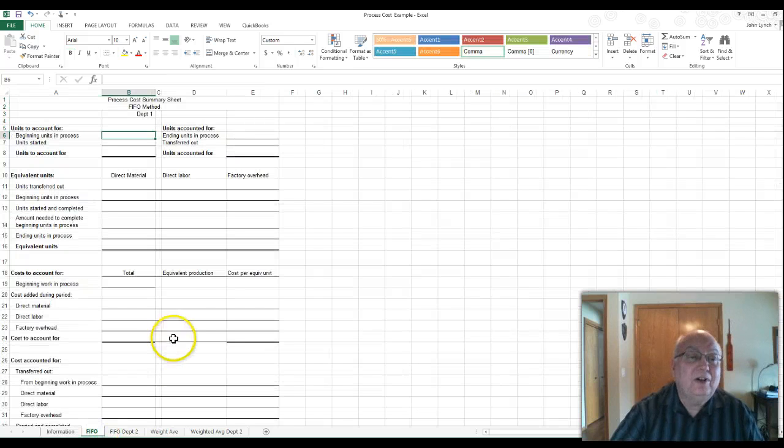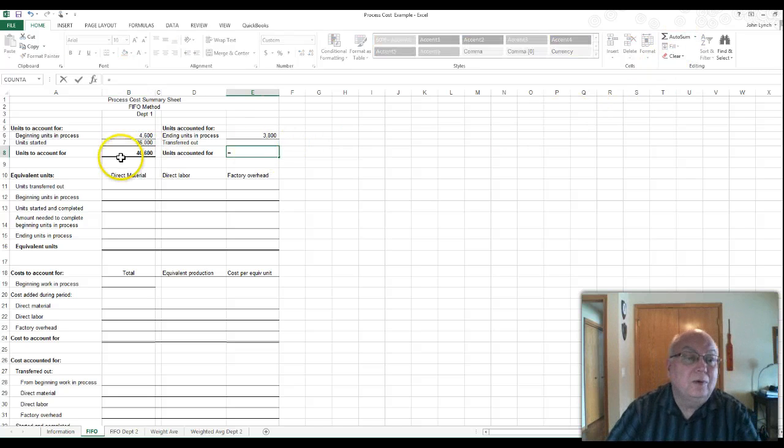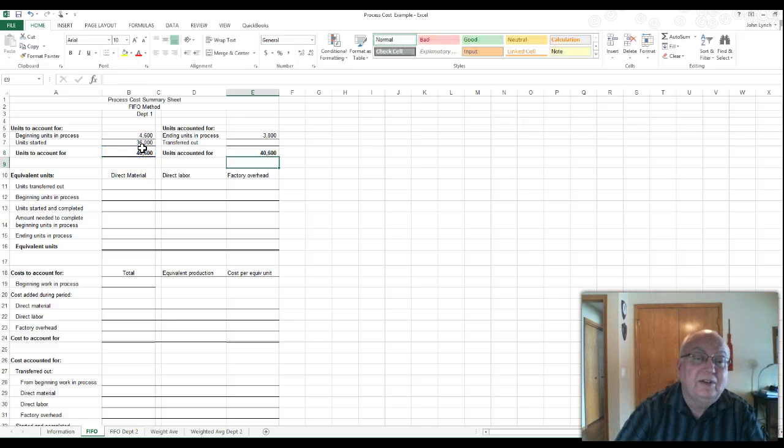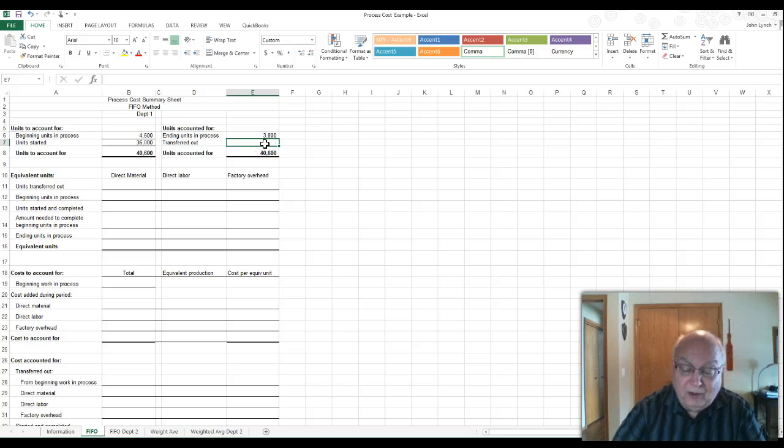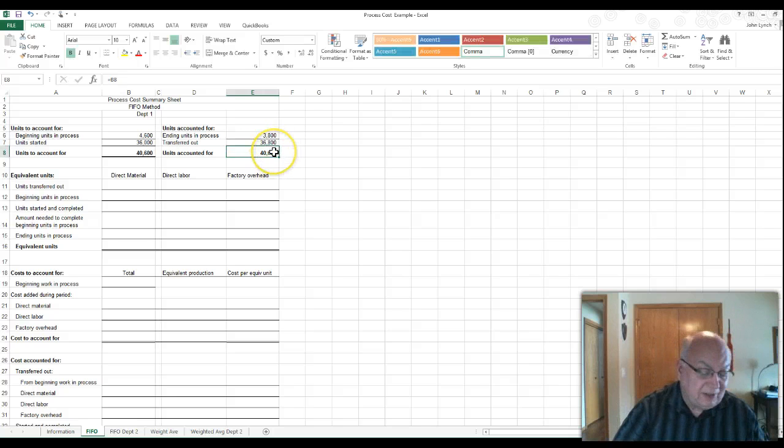Okay, so I have a process cost sheet that I have developed, and what we'll do for this is, for the first department, beginning units in process is 4,600. That is given. The 36,800 is also given. The ending units in process is 3,800. Now, in this case, the 36,800 is given to you, but it wouldn't have to be because you could add those up, which gives you 40,600, and this total has to equal this total. The 40,600 have to equal on both sides. So you could calculate this by taking the 40,600 minus the 3,800 to get 36,800.